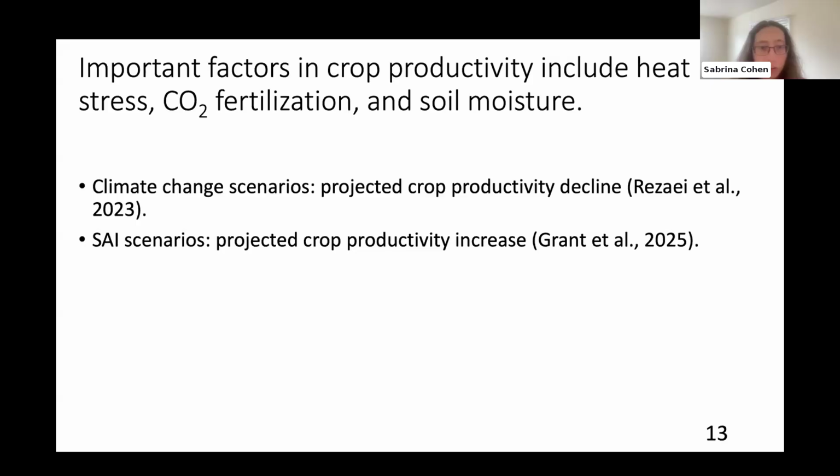And then under SAI scenarios, overall, there's been found to be crop productivity increases because precipitation is generally maintained, although it greatly depends on the region, and CO2 fertilization, because it's crucial to understand that under an SAI scenario, temperatures would be cooled because some of the incoming sunlight is reflected away from the earth, but CO2 levels are not reduced. And so there's a CO2 fertilization effect, there's reduced heat stress because temperatures reduce, and then if precipitation is maintained, that is projected to result in a crop productivity increase.